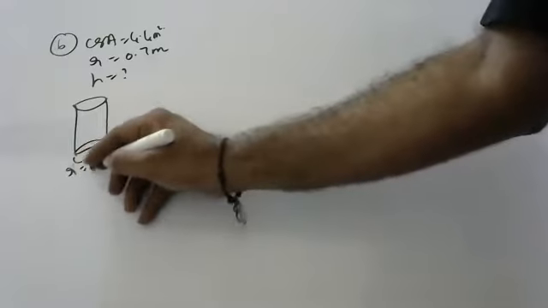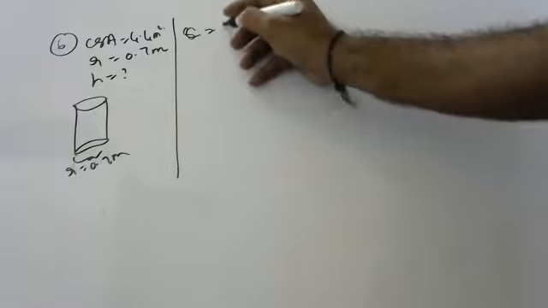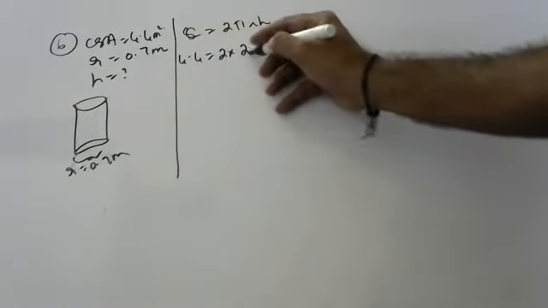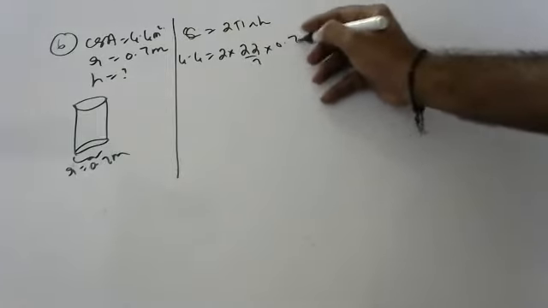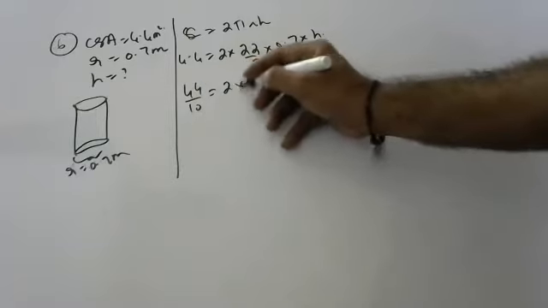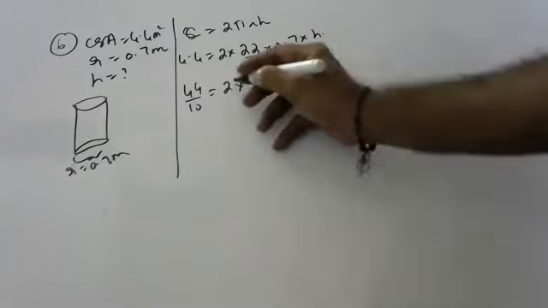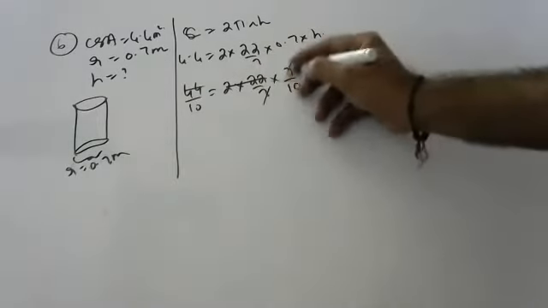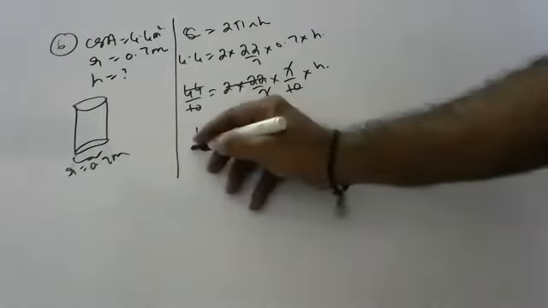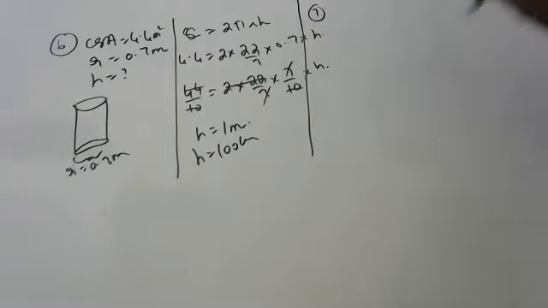How to do? CSA is equal to 2 pi RH. So 4.4 is equal to 2 into 22 by 7 into 0.7 into H. 4.4 is equal to 2 into 22 by 7 into 7 by 10 into H. 44, 44, 7, 7, 10, 10 cancel. Height is equal to 1 meter. 1 meter means how many centimeters? 100 centimeters.